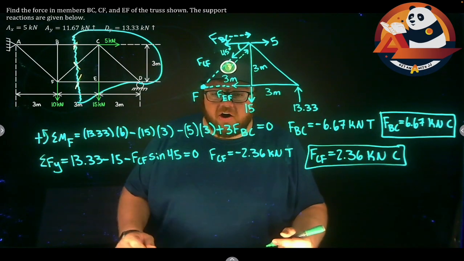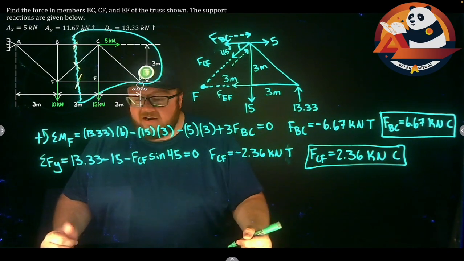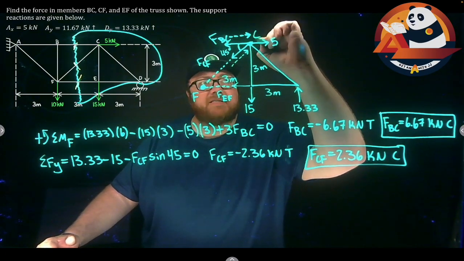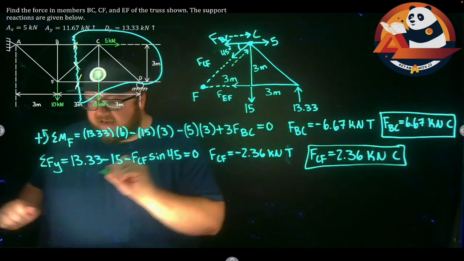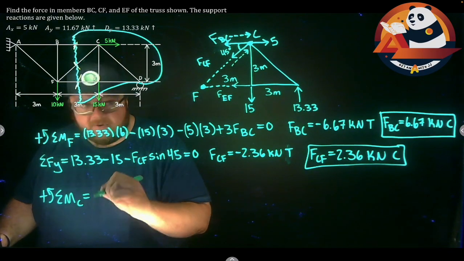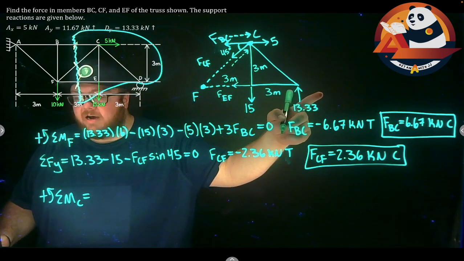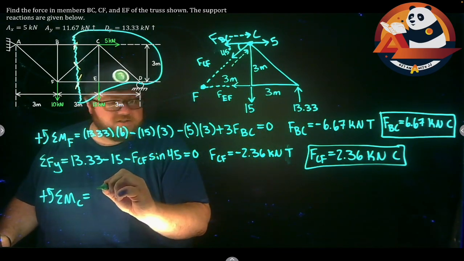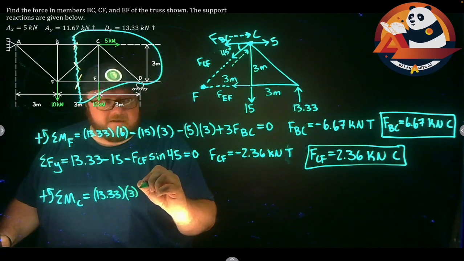But I have one unknown left to go. I could sum forces in the X and I would get it's FEF that I have left. That's totally valid for us. Or I could come in here and say, a bunch of my forces pass through point C up here. If I sum moments at C, it's actually going to be my easiest approach in here. So let's do that. With positive going counterclockwise, let's sum up my moments about point C. When I sum moments at C, my support reaction D_y will cause a counterclockwise rotation, and my distance is 3, so 13.33 times my distance 3.